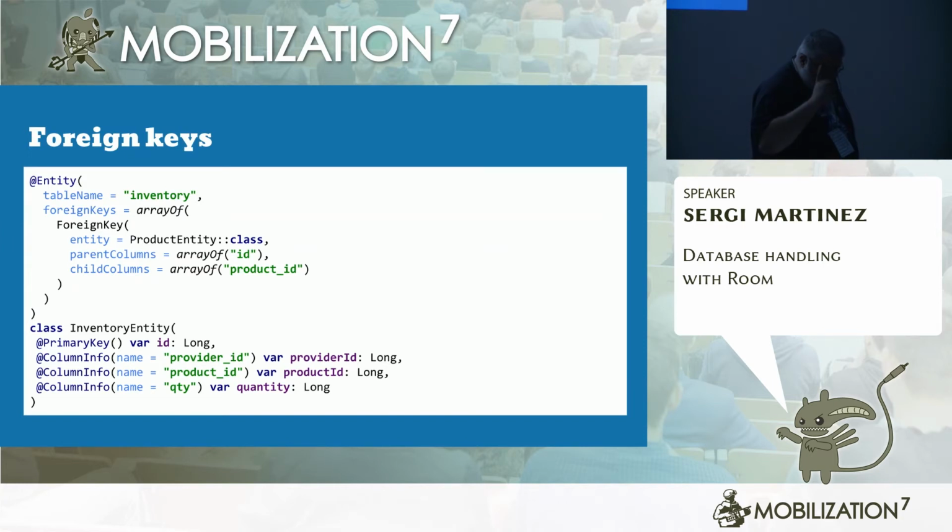Foreign keys. Be careful with this. When we say foreign keys, what we are doing is just enforcing the relationship. We are not retrieving data from relationships. We'll talk about this later, but this is the idea. So in the entity, we have this inventory table. It just has a provider ID, product ID, quantity. The examples are simple to read. Maybe they are not the best database design, but don't mind about this. It's just to make them readable.